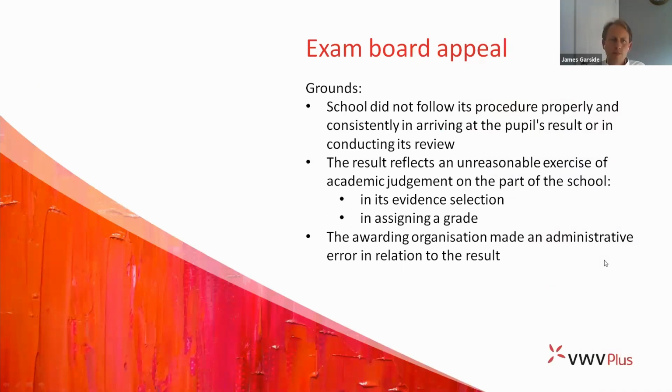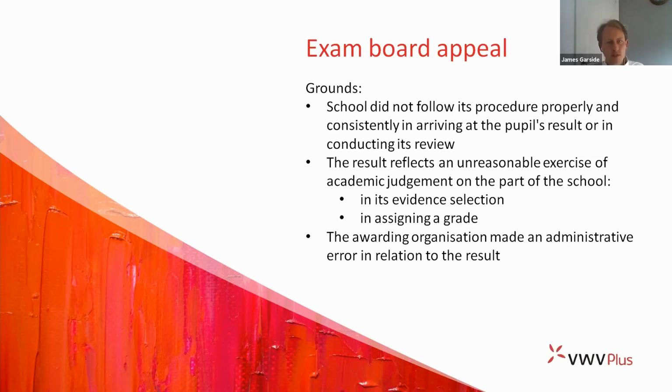Now, when you come to think about the exam board appeal, the grounds are slightly different. So this again would be that the school did not follow its procedure properly and consistently in arriving at the pupil's result. What that means in practice is you didn't follow your procedure. There was something about the way you approached assessment of grades that wasn't in line with your centre policy. It might be that some bias has allegedly crept in. It might be that you took a different approach to special consideration that wasn't necessarily in line with your policy or guidance. Those types of things will fall within that ground.